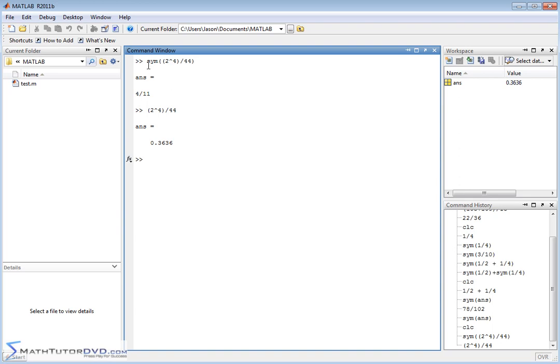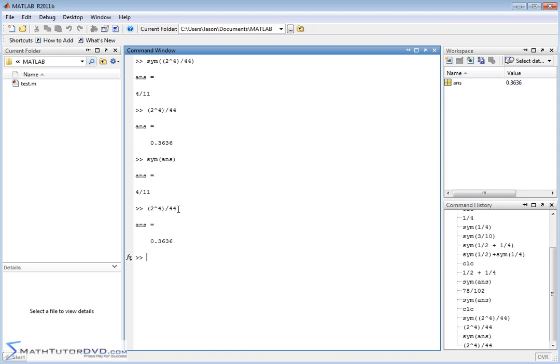So the first time we asked MATLAB to give us a symbolic representation of this calculation, it tried to keep it in fractional form. The second time we said, okay, forget about sym, just give us the decimal. And of course, since the last answer is now 0.3636, we can do sym of the last answer, which takes it and tries to convert it to a fraction for us, and we get an answer of 4/11.